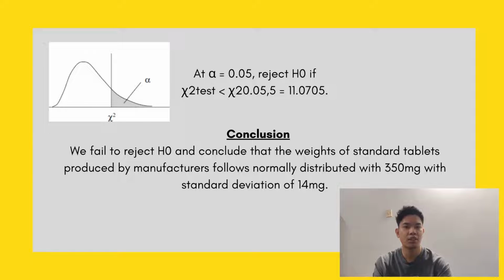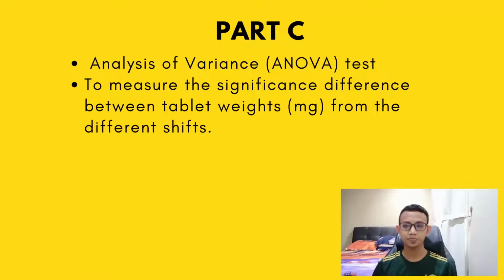For part C, we are using the analysis of variance test, also known as ANOVA. The ANOVA test is used to measure whether the means of 3 or more populations are the same or not. And for this problem, we are using the ANOVA test to measure the significant difference between tablet weight from the different shifts.